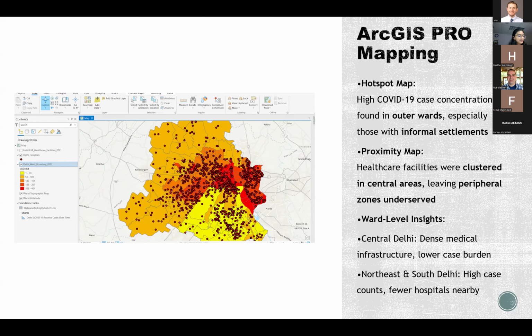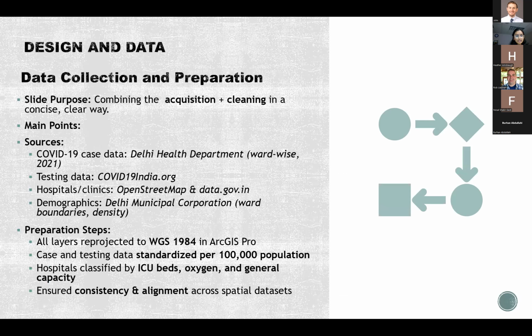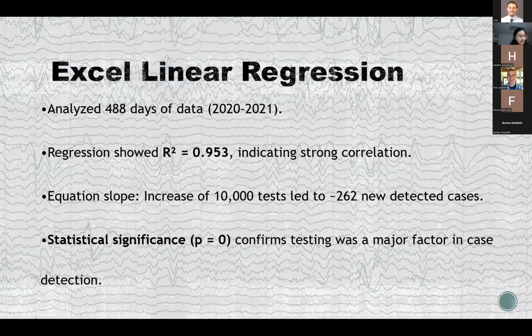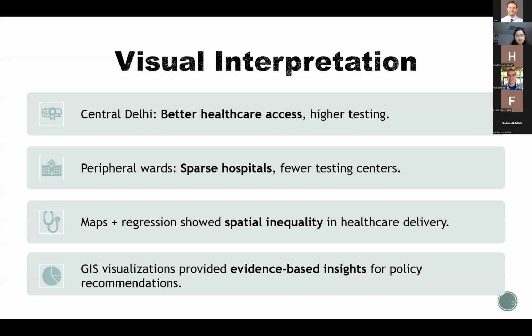So the spatial mismatch was one of the key findings of the project. Then I'm gonna go into the linear regression. In parallel with mapping, I conducted statistical analysis to quantify the relationship between the testing volume and confirmed COVID cases. I used daily data covering 488 days, and I ran a simple linear regression in Excel.